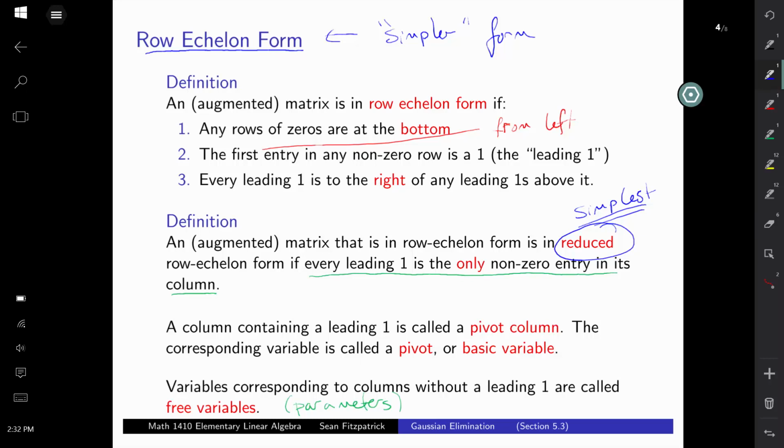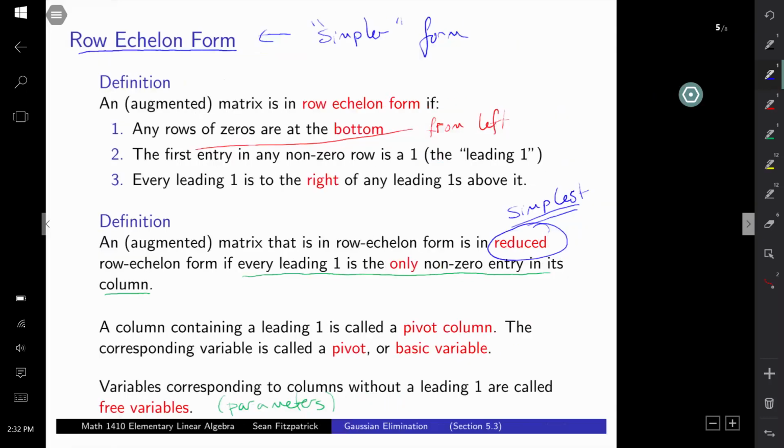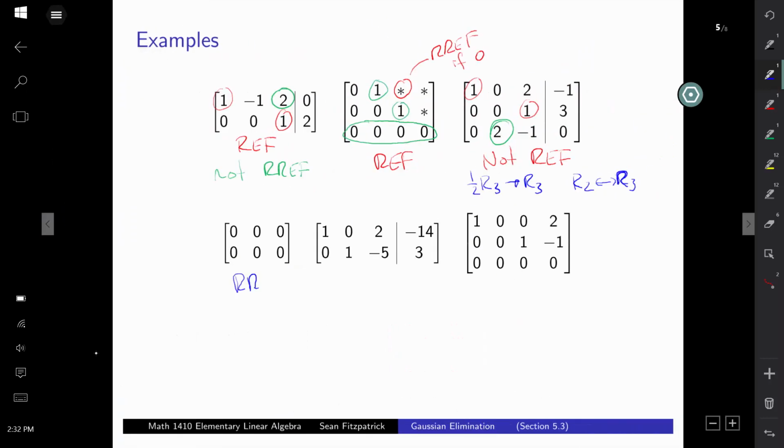Right? I guess this is a bit ambiguous here, but there are no rows of zeros sitting above non-zero rows because there are no non-zero rows. Is the first entry in any non-zero row a 1? Technically, yes, because there are no non-zero rows. Well, the third condition is also vacuous, right? And the same with the condition for reduced row echelon form. This is in reduced row echelon form, right? Because it trivially satisfies all of the conditions.